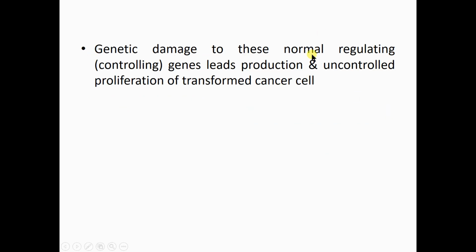Now, genetic damage to these normal regulating genes, also known as controlling genes, whether proto-oncogenes, anti-oncogenes, apoptotic regulatory genes, or DNA repair genes, may lead to the production and uncontrolled proliferation of the transformed cancer cell. So when any mutated cell is there, if there is genetic damage to those four types of regulatory genes, that may lead to uncontrolled proliferation of that cell, and it may lead to cancer.